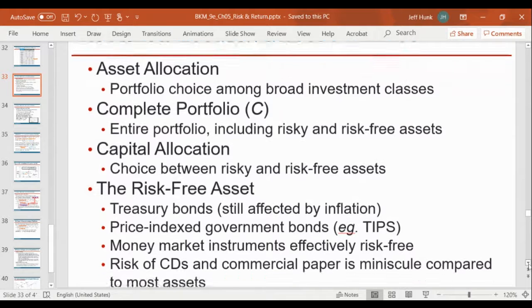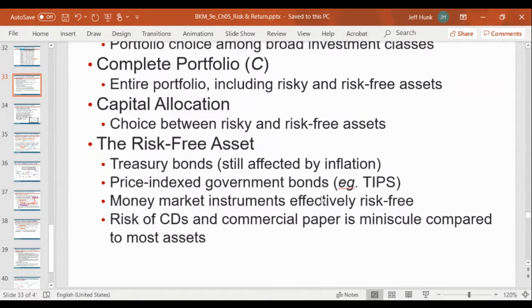And the risk-free assets, we already know. Treasury is risk-free. The only risk to treasury is inflation, but it's a systemic, macroeconomic risk. Nobody's free from it. If you want to protect against inflation, of course, there's TIPS, right?